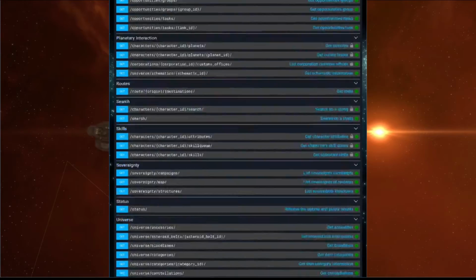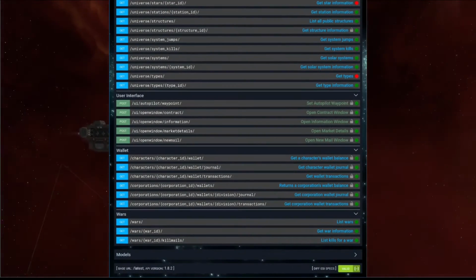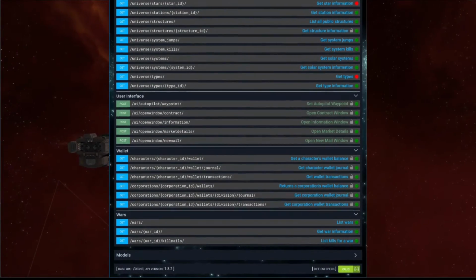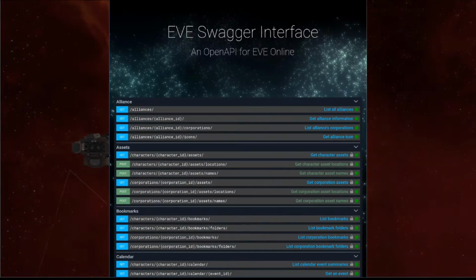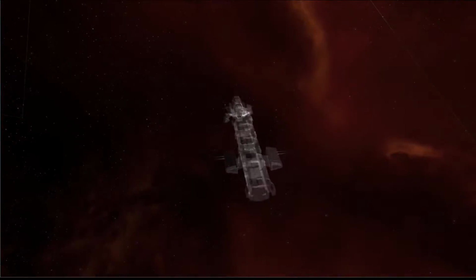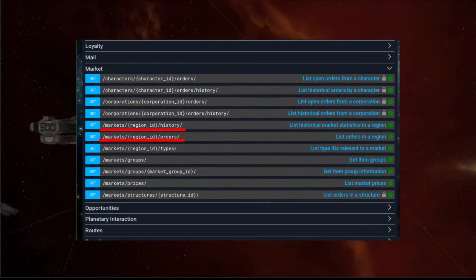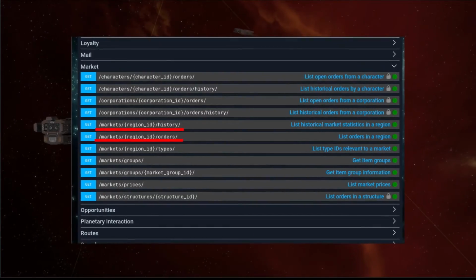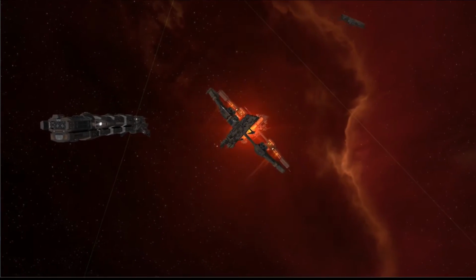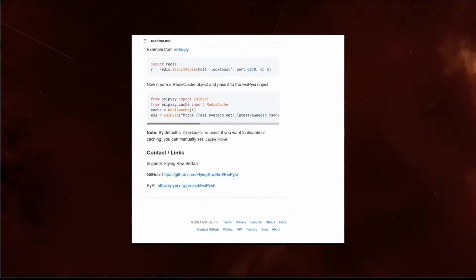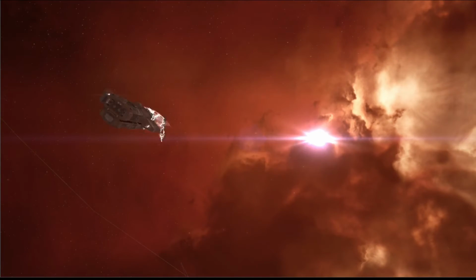CCP provides the ESI API that exposes a lot of public information and, if authenticated, your in-game information about your character and/or corporation. Among other things, EVE ESI exposes two data endpoints that we are interested in this time: regional market history for a given item and outstanding market orders in a given region. I am using the EasyPeasy library for Python to format and process HTTP requests for me.